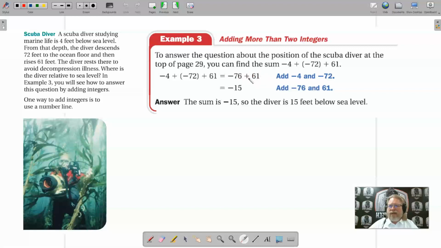Now we're going to take the negative 76 and the positive 61. They are different signs, so we're going to do some subtraction. We're going to subtract the lesser absolute value from the greater absolute value. So negative 76 has an absolute value of 76. 61 has an absolute value of 61. 76 is greater than 61. So 76 minus 61 is 15. And the negative 76 has the greatest absolute value, so we will take that negative sign and make it match our answer. So the sum is negative 15. So the diver is 15 feet below sea level.